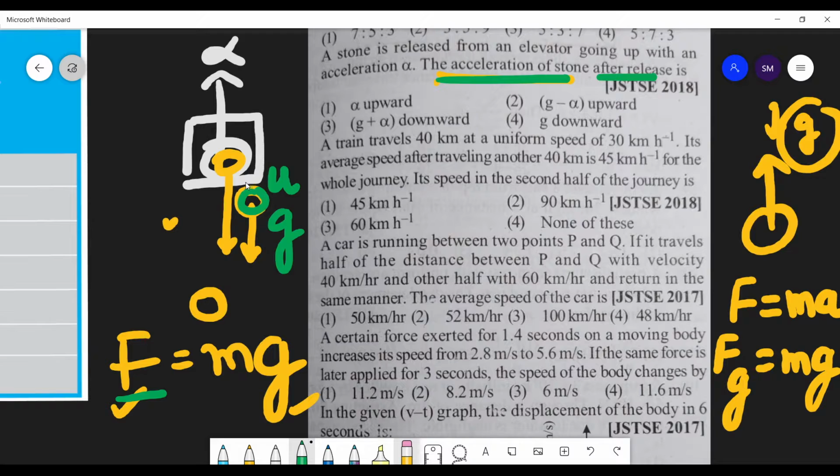Suppose the lift is moving up with acceleration alpha, and at that point of time when the stone was thrown down, suppose the initial velocity is 20 meter per second. So it has no impact with which velocity the stone was thrown. When it is in air, the acceleration will always and always be g downward. Is this clear? Very simple concept. Why are you people confusing?